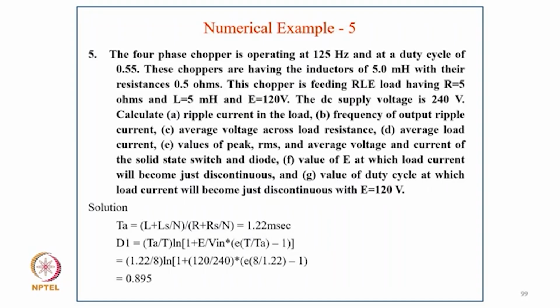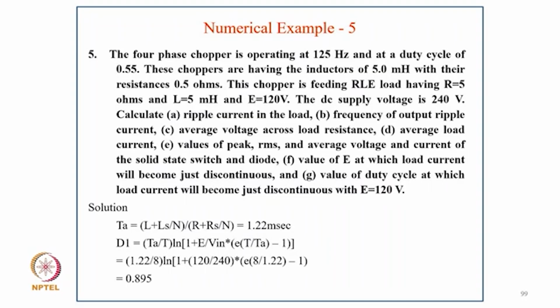Frequency of output ripple current, average voltage across the load resistance, average load current, values of peak, RMS and average voltage and current of a single switch and diode, and the value of E at which the load current will become just discontinuous, and the value of duty cycle at which the load will become just discontinuous with E equal to 120.